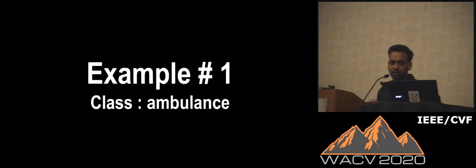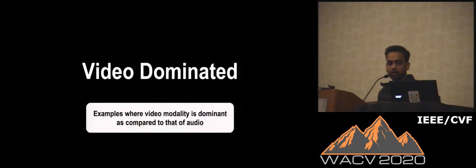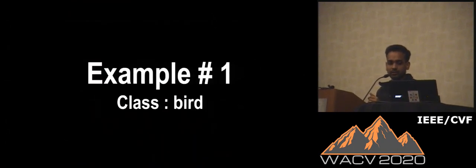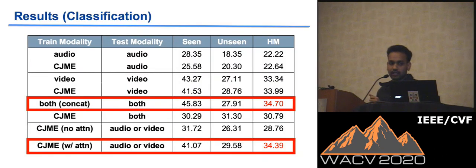Here are some qualitative results for audio dominant prediction. And here is a video dominated example, where you can see there is no accompanying audio, or the audio is not discriminative. Finally, for the classification results, we found that our approach using attention is on par with a much heavier network, which takes into account both audio and video modality to find the class label, and is also better than the baseline method where you are not using any attention.